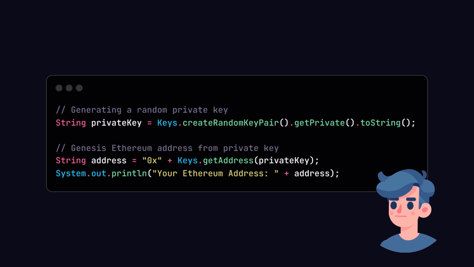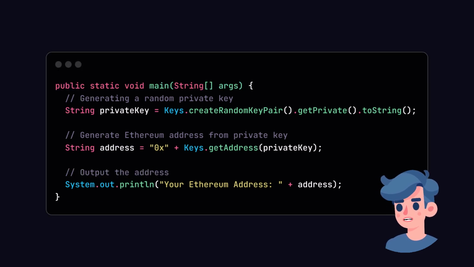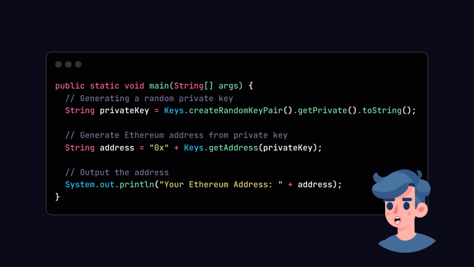Now let's flesh out the main method. Let's add this to our main method. This will generate a random key pair and derive the Ethereum address from the private key using the Keys utility class from Web3j. Run your project, and it should print out a random Ethereum address.